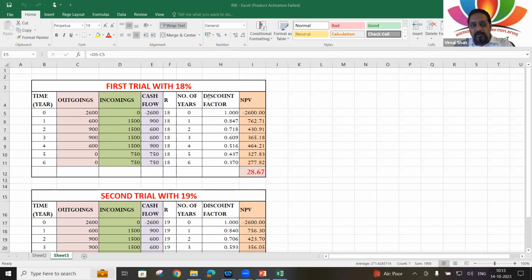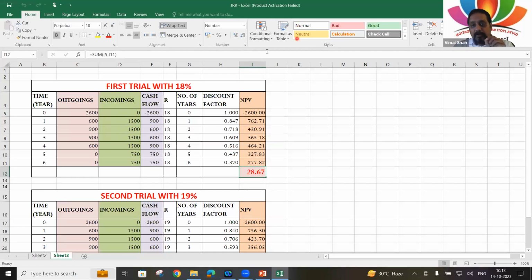So here I have used that formula over here, the discount factor 1 upon (1 plus R) raised to the power n. And using this present value factor formula, I will bring every cash flow to the present value. And then I find out the net present value of the entire cash flow. So I will use the trial and error method to find out IRR.